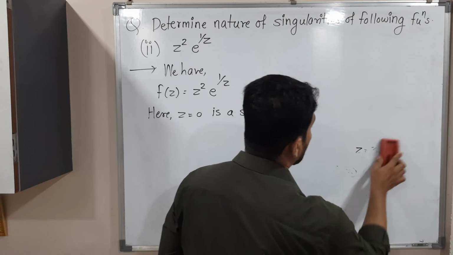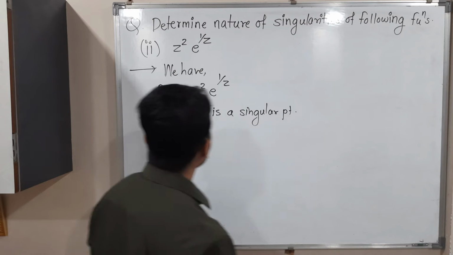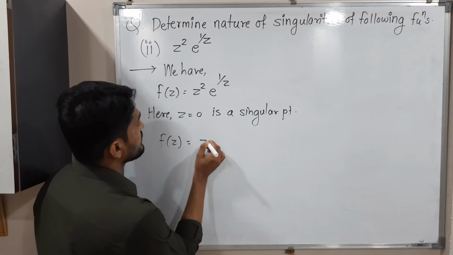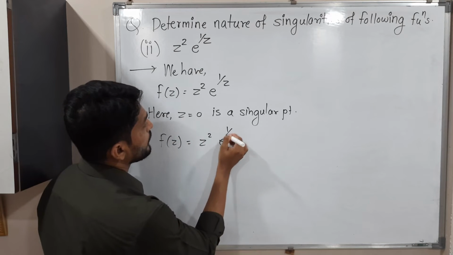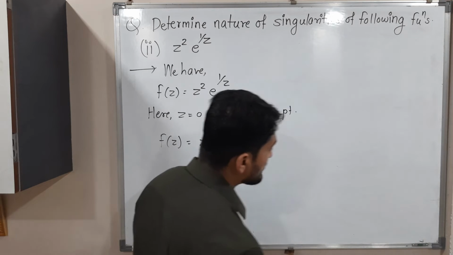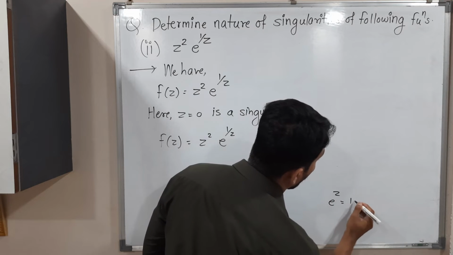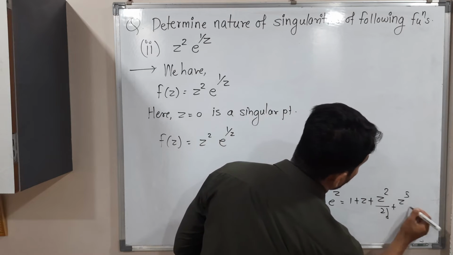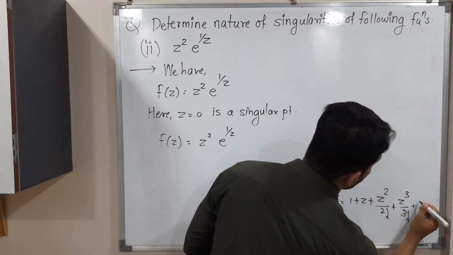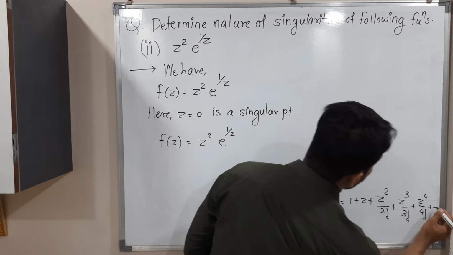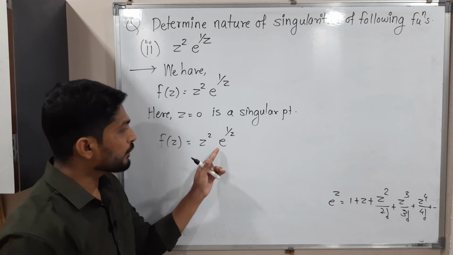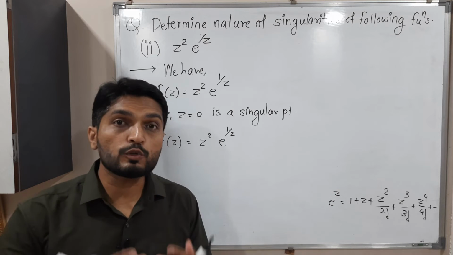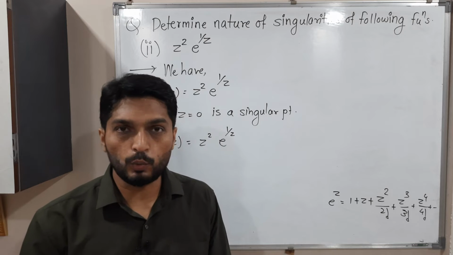So here the problem is quite simple, since 0 is a singular point and we have to find the Laurent series expansion. Let me write f of z here again: z square e raised to 1 by z. We are familiar with the series expansion of e raised to z, which is 1 plus z plus z square by 2 factorial plus z cube by 3 factorial plus z raised to 4 by 4 factorial and so on. But in the power of e we have 1 by z. That means in place of z we have to write 1 by z. This is the only task.